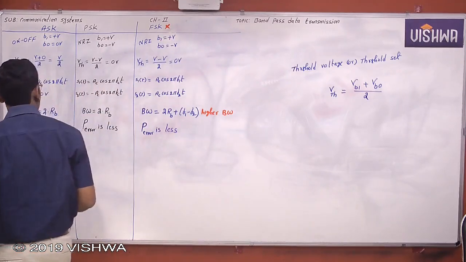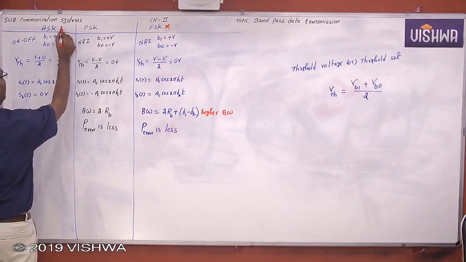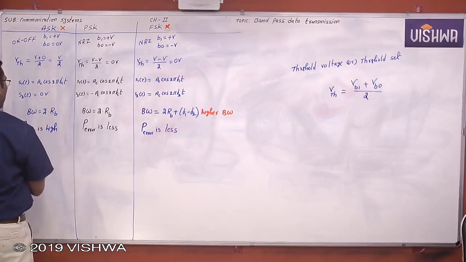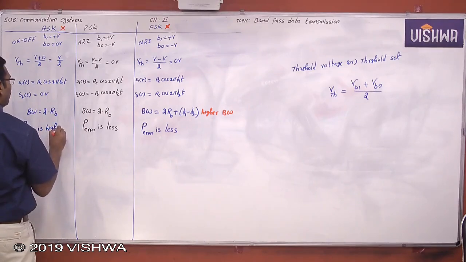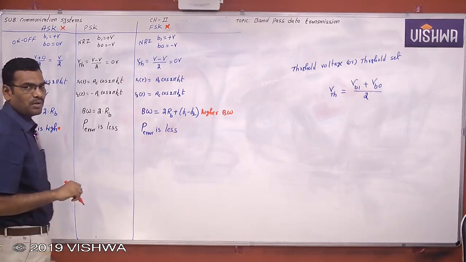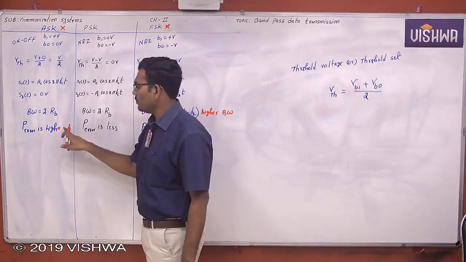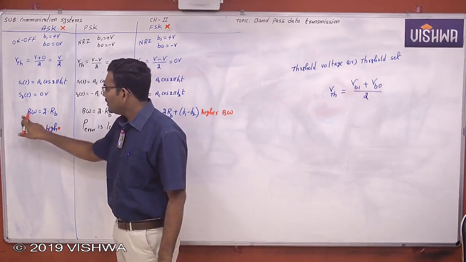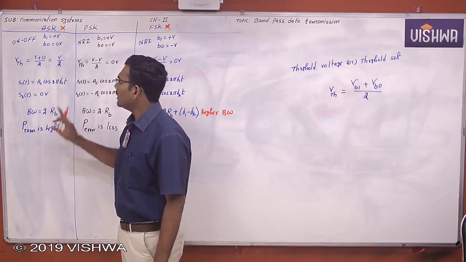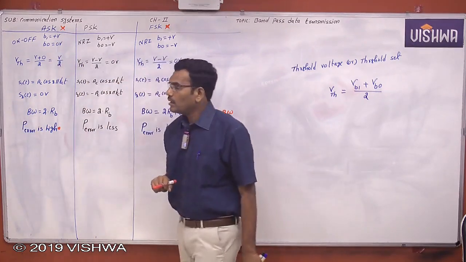Now ASK: ASK is also not used because its probability of error is high. The probability of error should be as minimum as possible, so we don't want a higher probability of error. Here the bandwidth is less, but the error probability is high. That's why ASK is also not used.